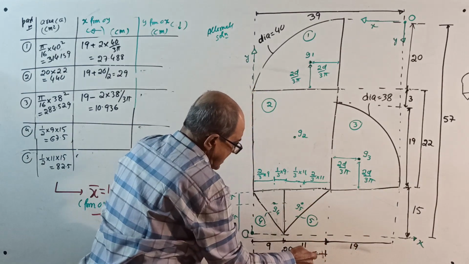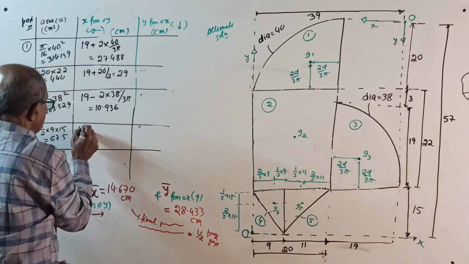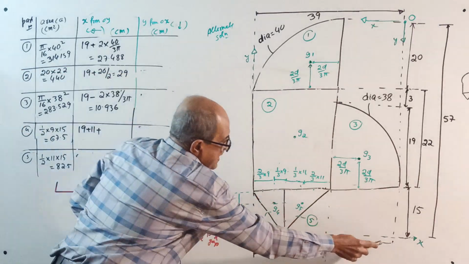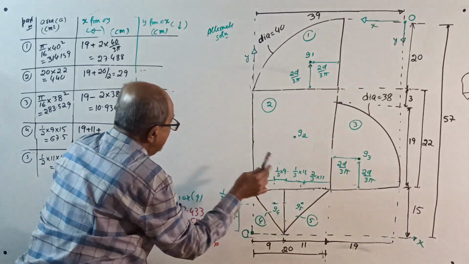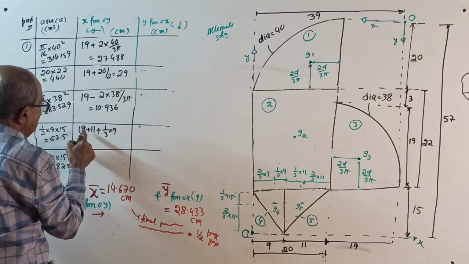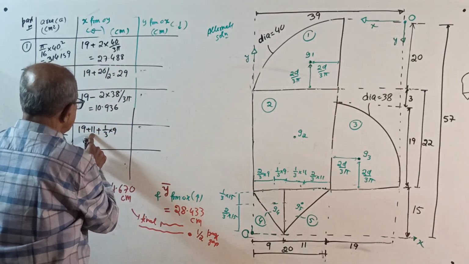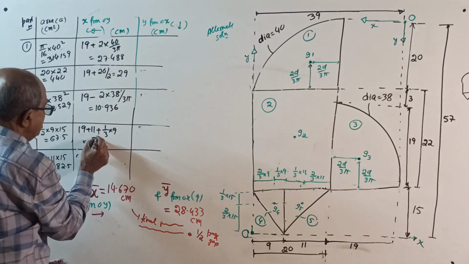19 plus 11, see, 19 plus 11 plus this distance, 1/3 of 9. 1/3 of 9 is 3. 19, 30, 33. It is 33, okay, 33.